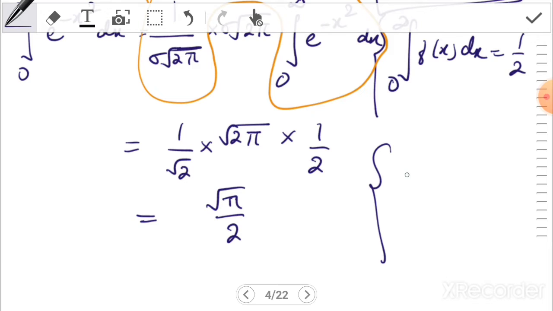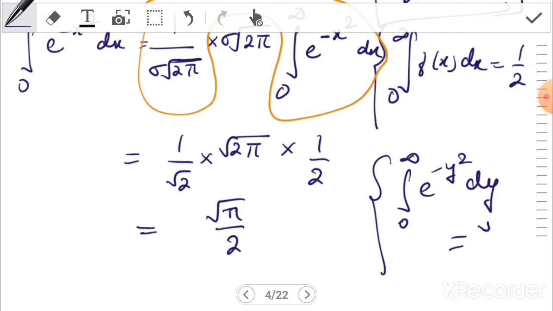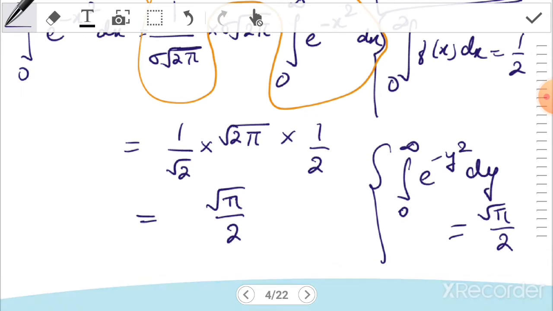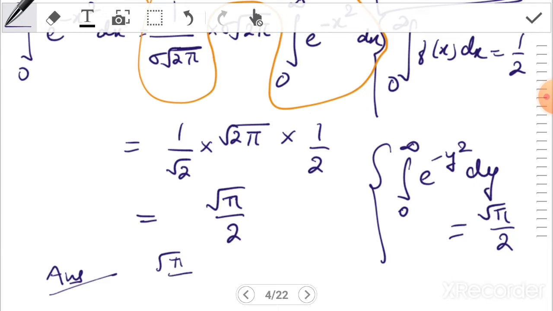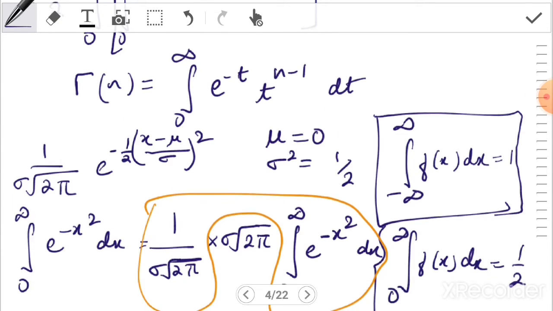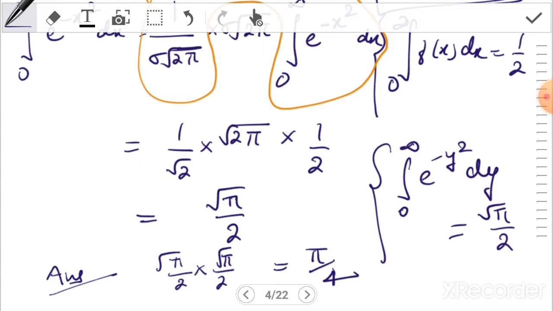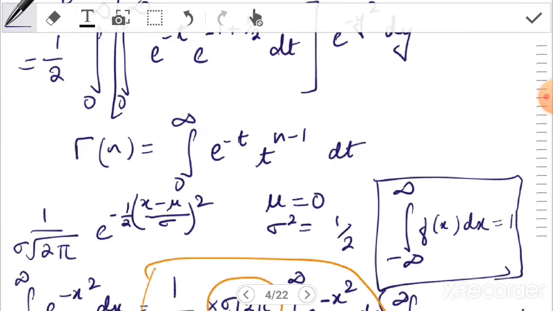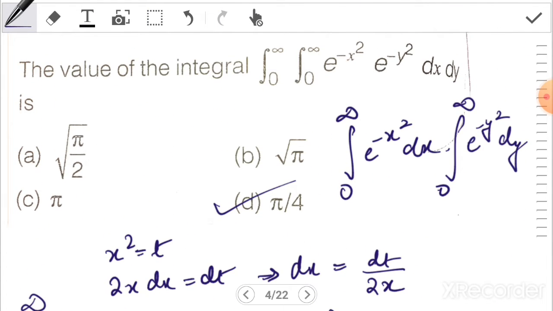Again, if we evaluate 0 to infinity e power minus y square dy, it will again be equal to root pi by 2. So the final answer will be root pi by 2 into root pi by 2, that is pi by 4. So this is an easier way to solve. Okay, let us go to the next problem.